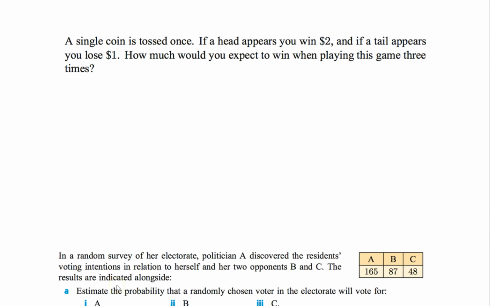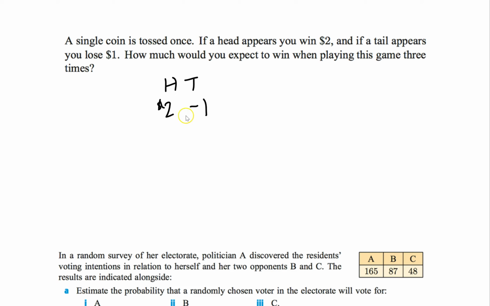Let's move on. A single coin is tossed once. If heads appears, you win $2. If tails appears, you lose $1. Right? So remember, this is what's going on. So we're tossing heads and tails. If heads appears, you win $2. If tails appears, you lose $1. How much do you expect to win when playing this game 3 times?